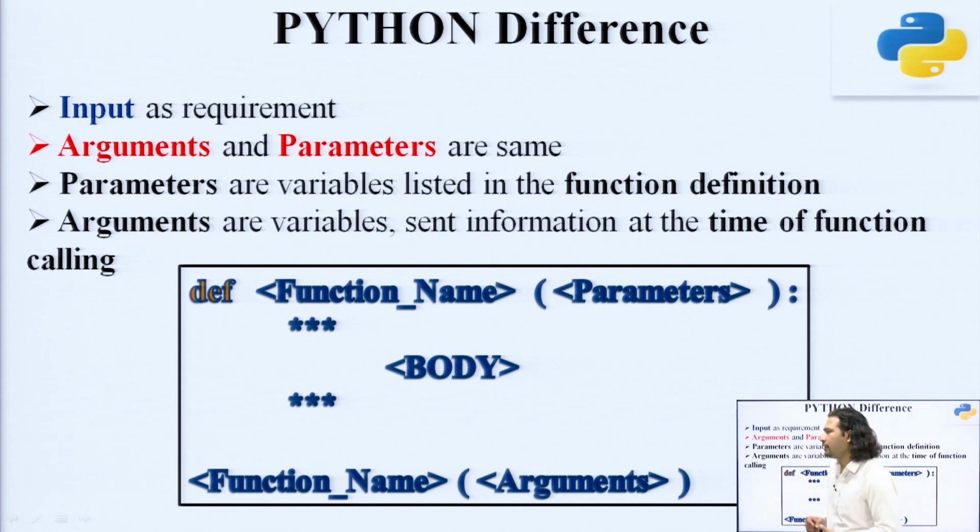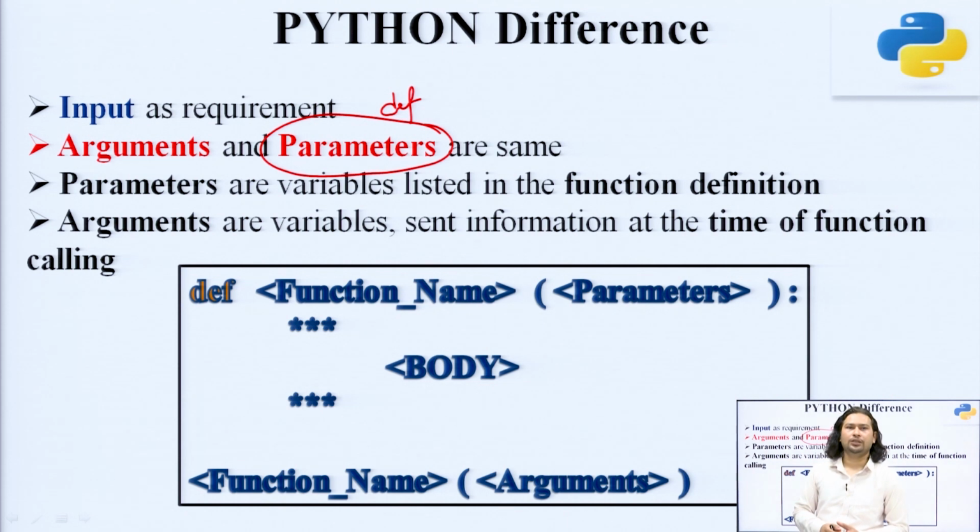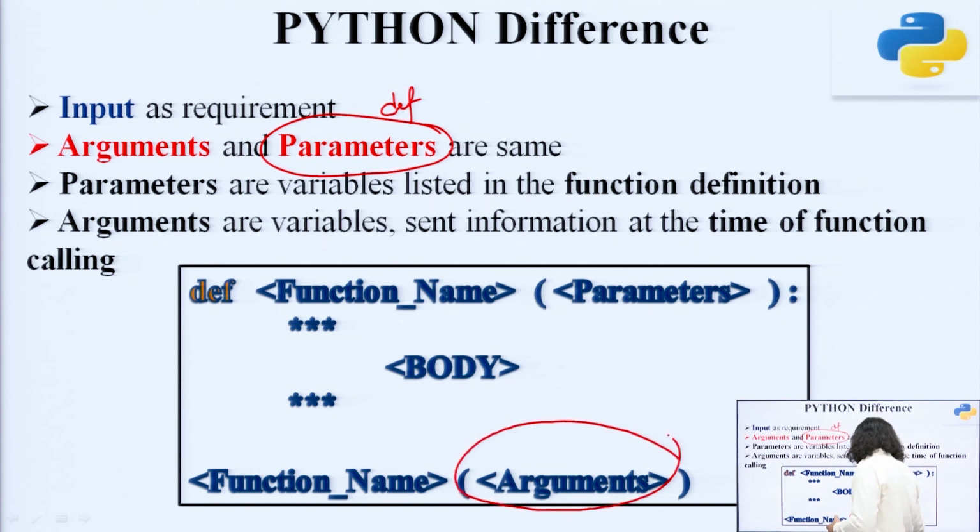Here you can see that these parameters are basically for the definition of the function. That means, when you are putting some extra information in the definition, those are referred to as parameters, but the same information passed by the calling function is referred to as arguments. If the information is passed in the calling statement, that is referred to as arguments.